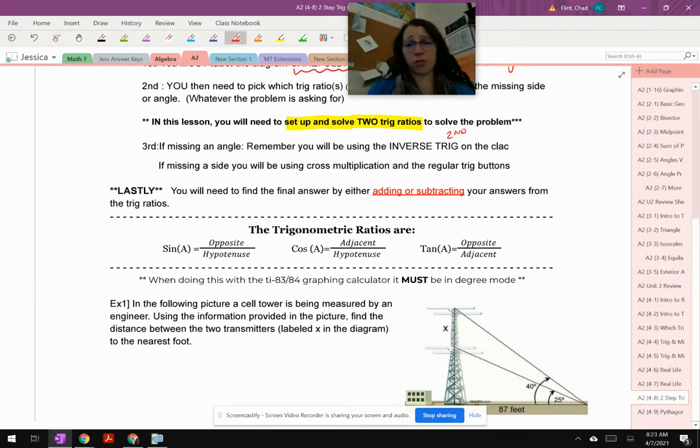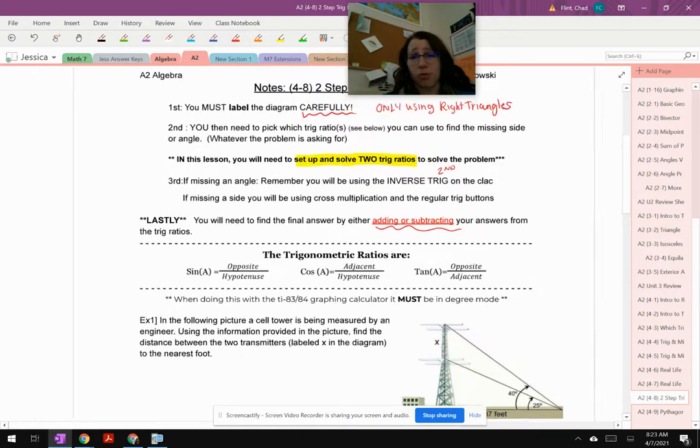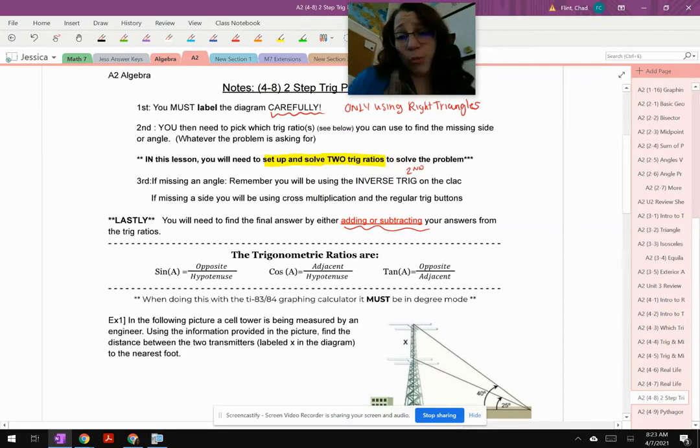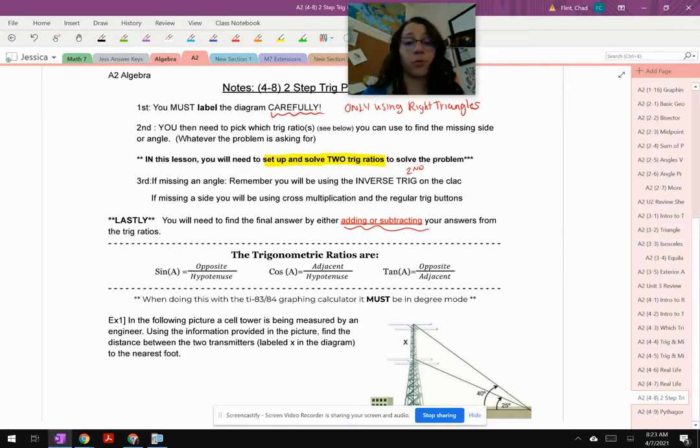As if doing two trig ratios isn't hard enough, you're going to need to do a final step by either adding or subtracting your answers from those two trig ratios. And that is going to make a whole lot more sense once we jump into an example and you try some practice problems on your own.